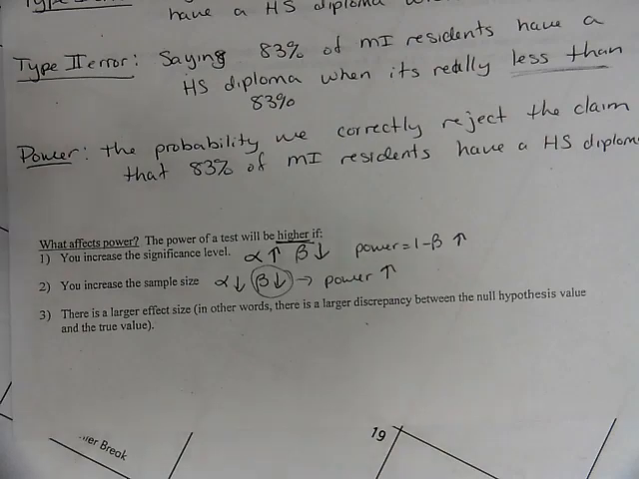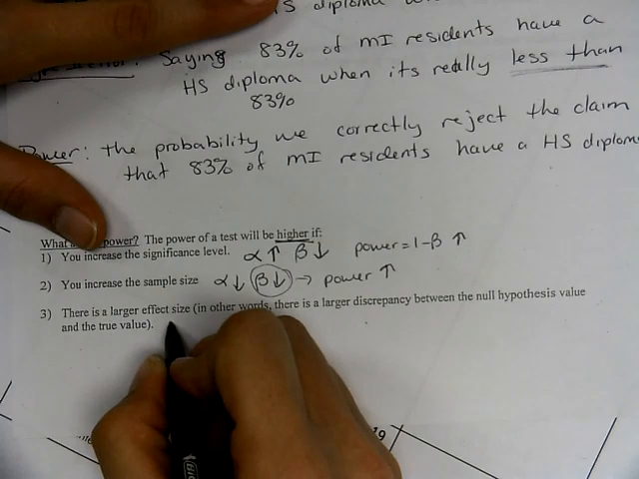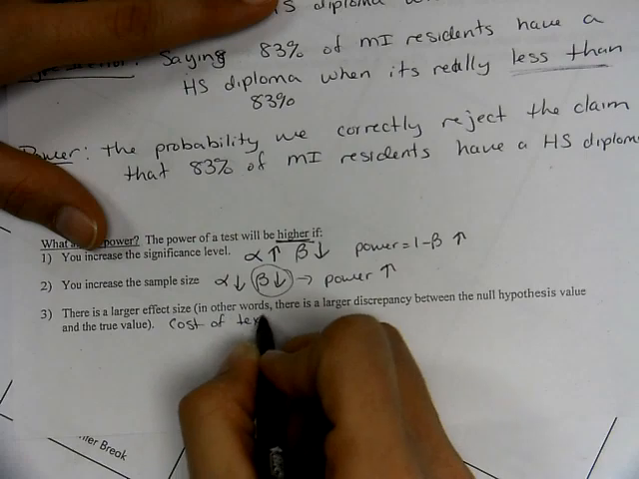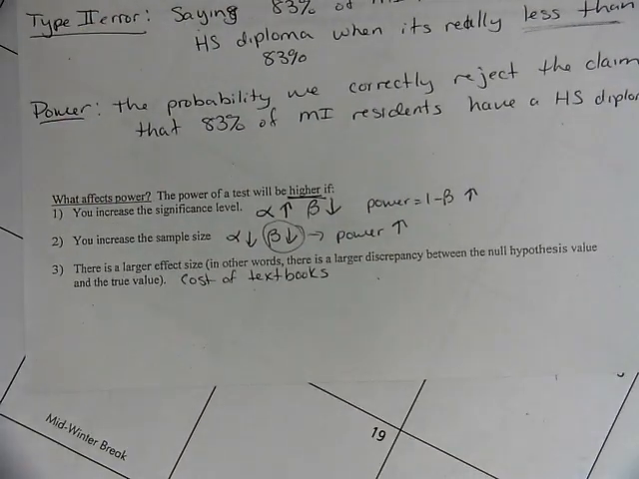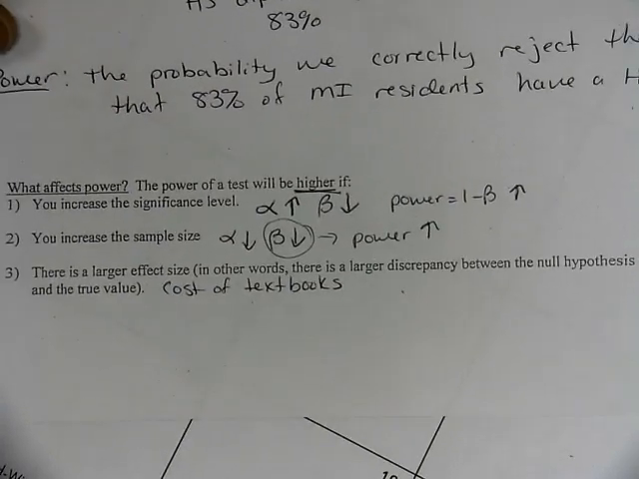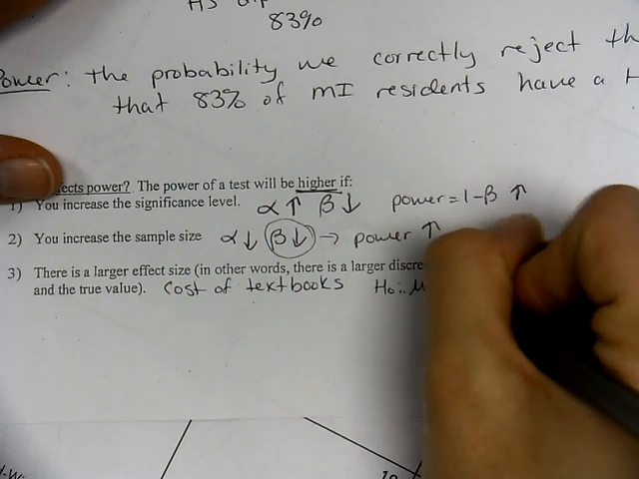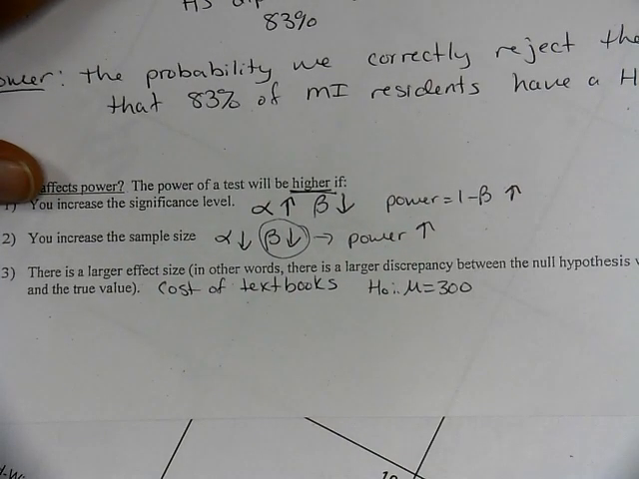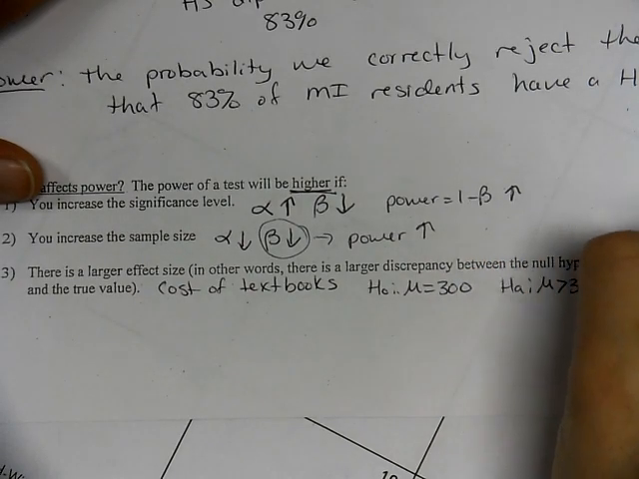So let's think about an example. This is the easiest way to explain it. Let's pretend we're looking at the cost of college textbooks, which you will find out are super expensive. Let's pretend our null hypothesis is that the mean is, on average, $300. The alternate is you think you're going to spend more than $300.